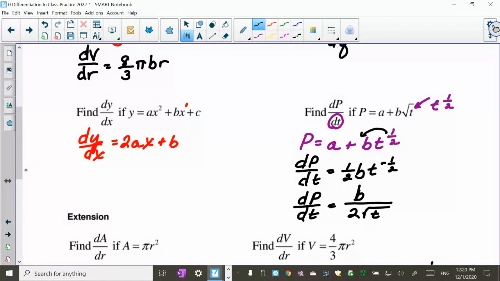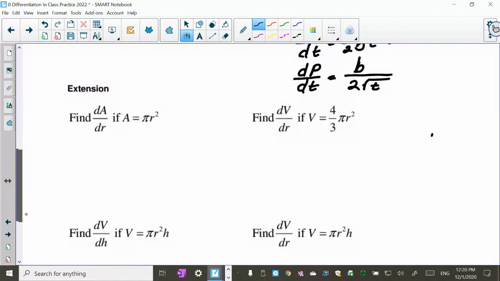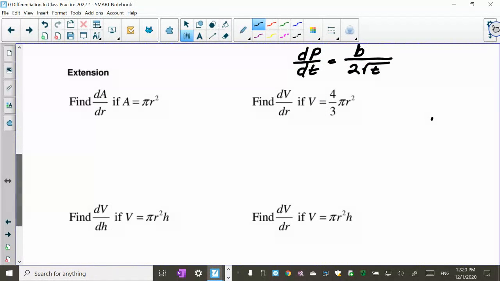Then this is not on your lab. So this is an extension with some formulas that we're familiar with. And there's just one typo, so I want to do that right off the bat. This is 4/3 pi r cubed. So put a 3 there for me first before we get started.